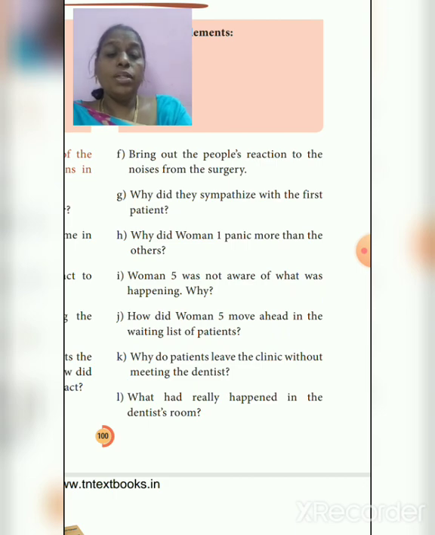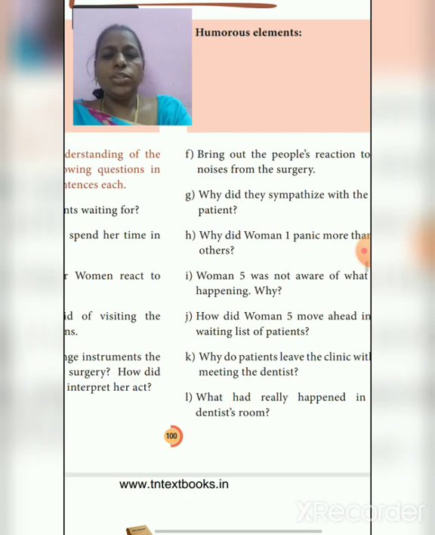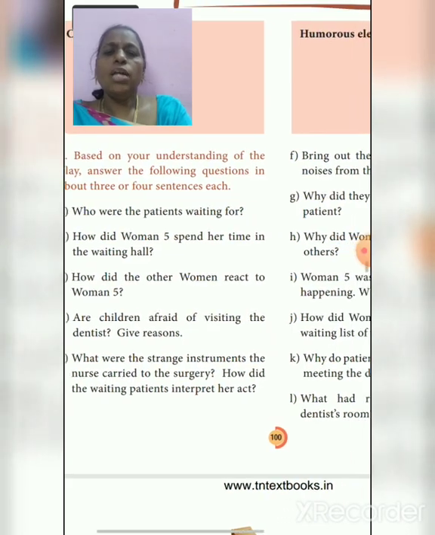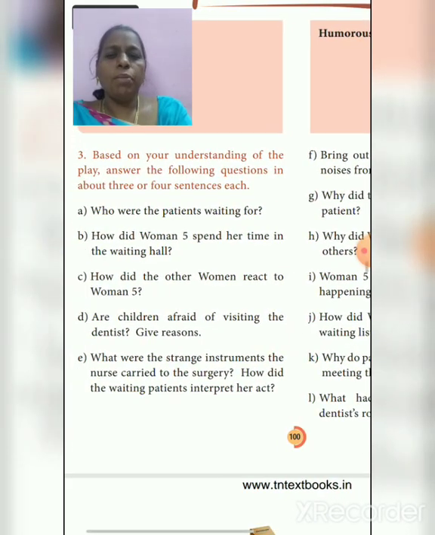And why did woman 1 panic more than the others? Woman 5 was not aware of what was happening. Why? How did woman 5 move ahead in the waiting list of patients? Why do patients leave the clinic without meeting the dentist? What had really happened in the dentist's room? So, 12 questions are there. You write on your understanding of the play.